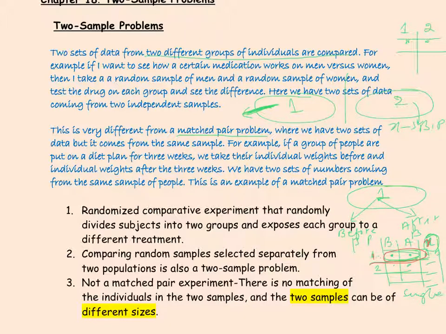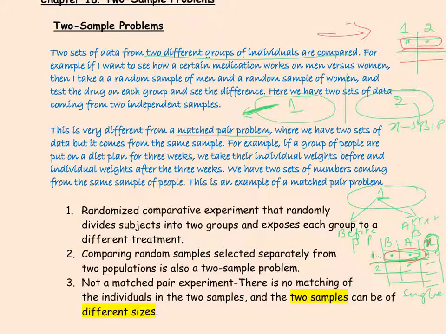Now, in the case of a two-sample problem, it doesn't make sense to take the difference between these two numbers because they are coming from two different individuals in two separate groups. So in this case, we have to deal with it as a two independent sample problem, and we cannot take the difference and convert it to a single sample problem.